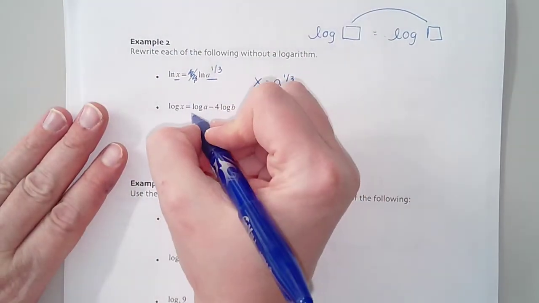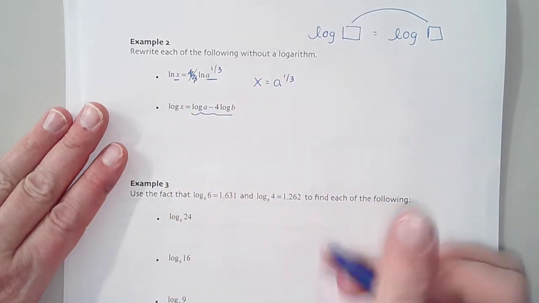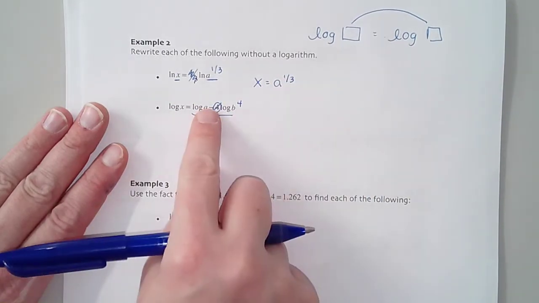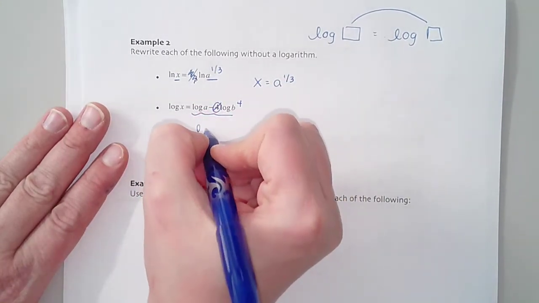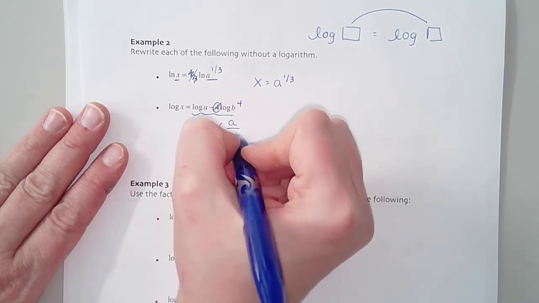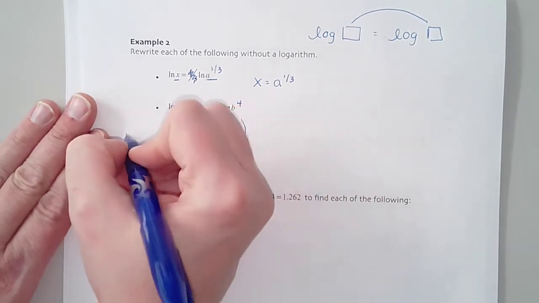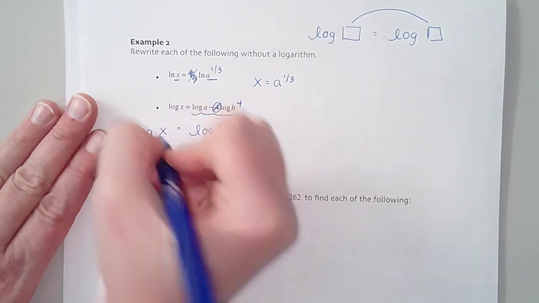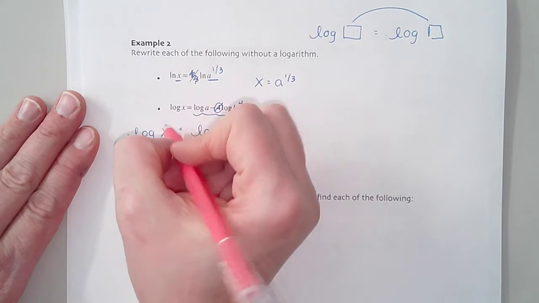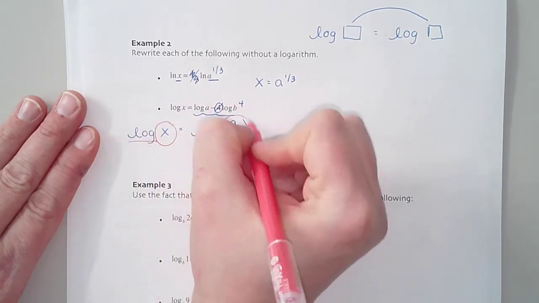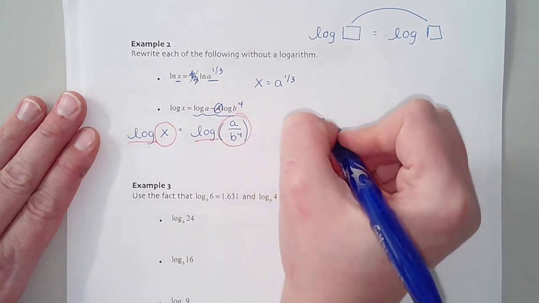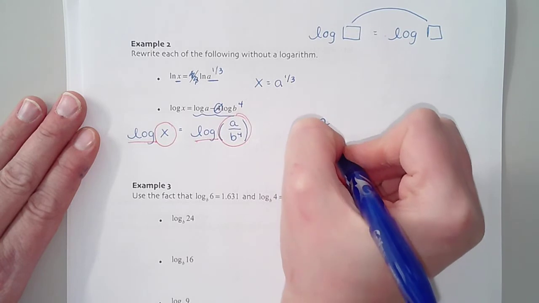For this one, I'm going to focus on simplifying this side. So I'm going to take this 4 and put it up here as an exponent. And then I see subtraction, so I'm going to turn this into log of a division problem, a divided by b to the 4th. And now that I'm at the point where I can say log of this equals log of that, now I know that this has to equal that. So my answer would be x equals a over b to the 4th power.